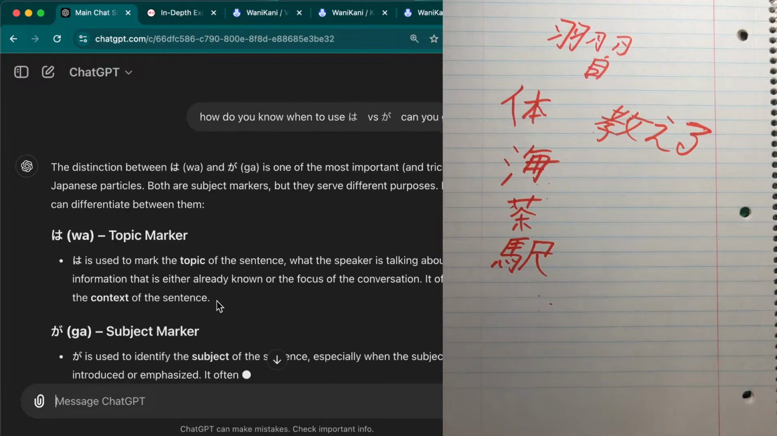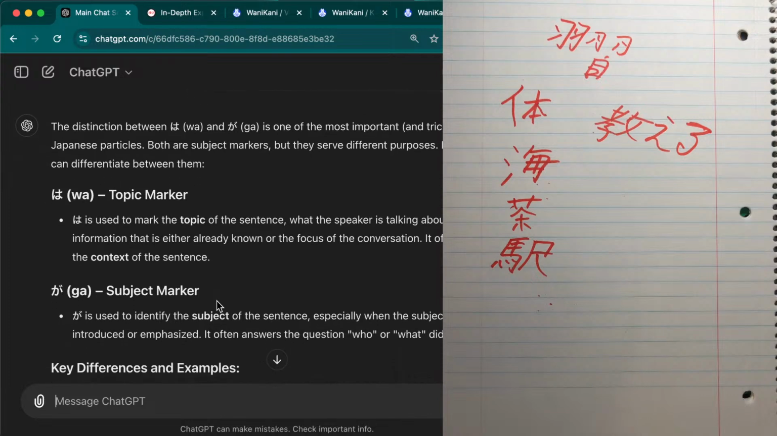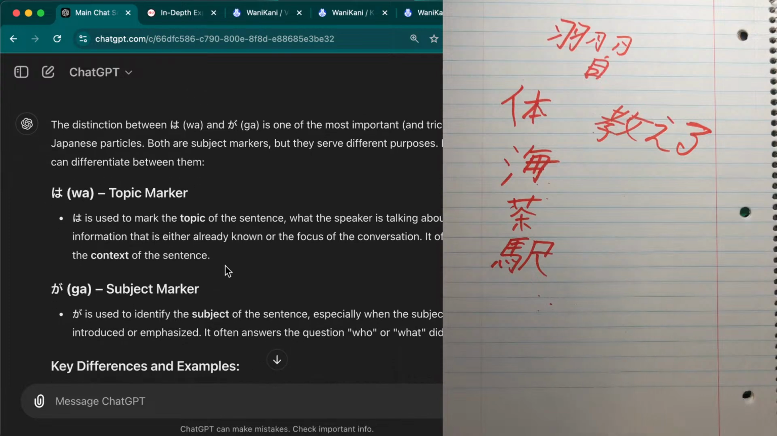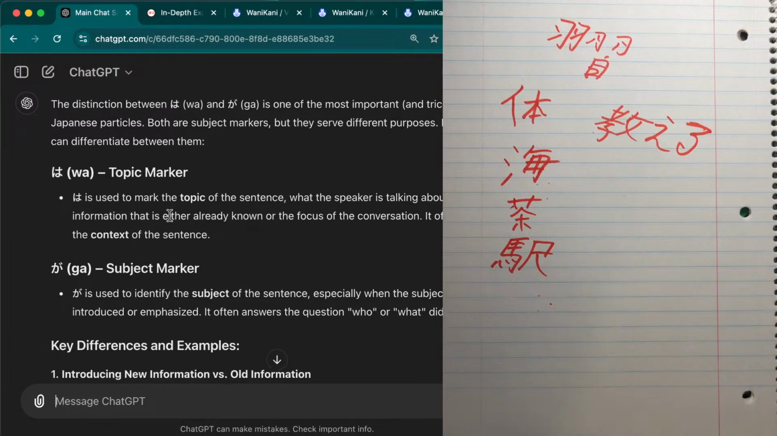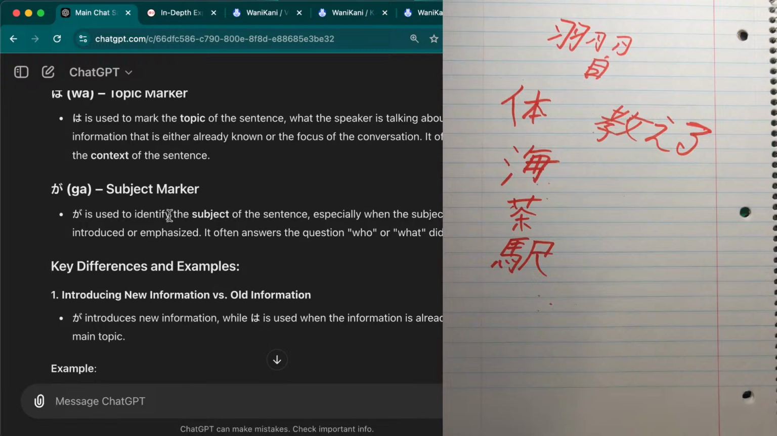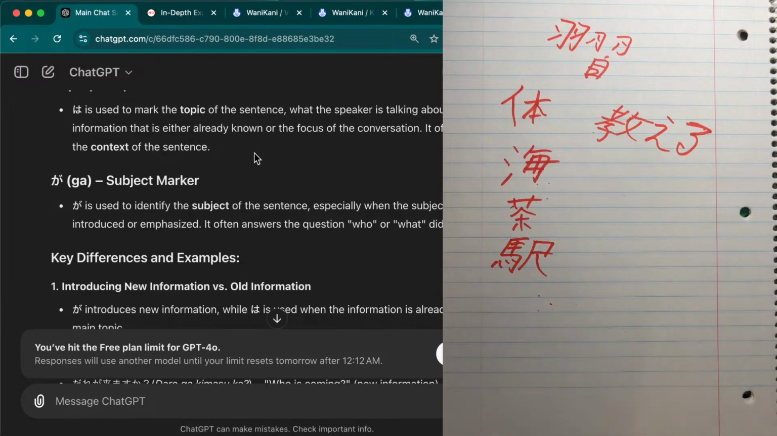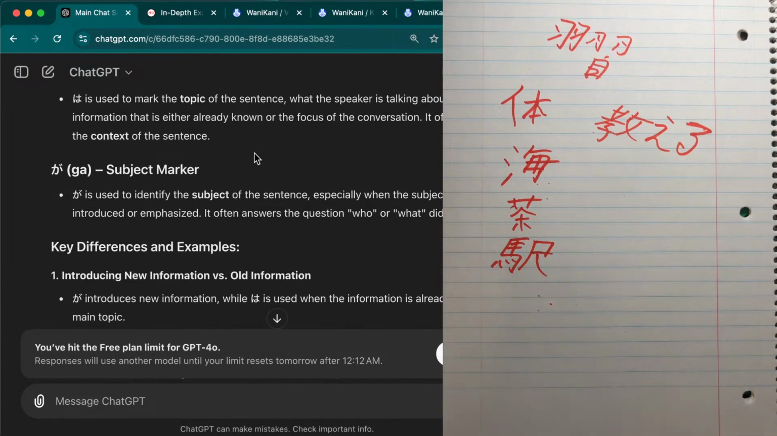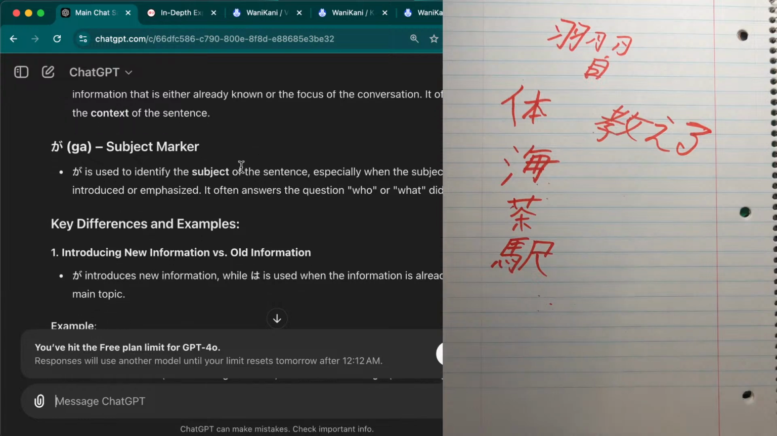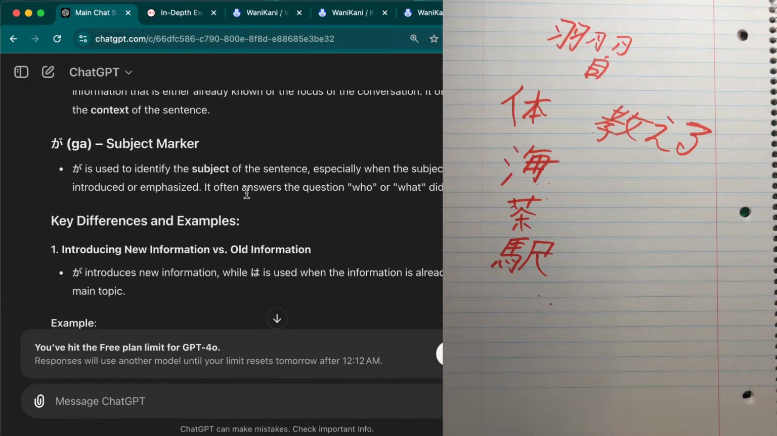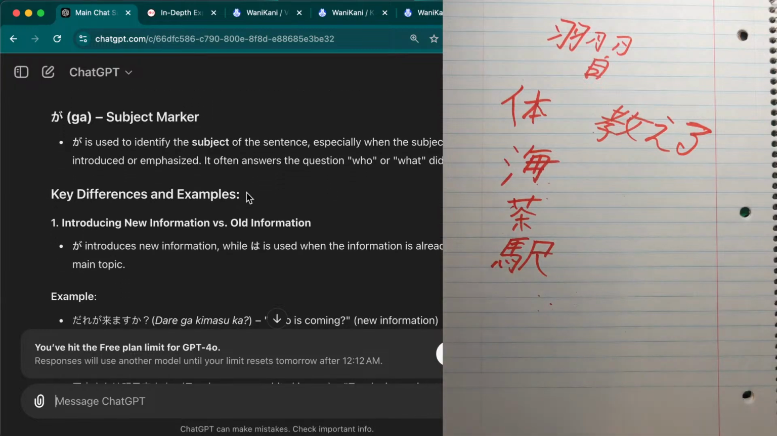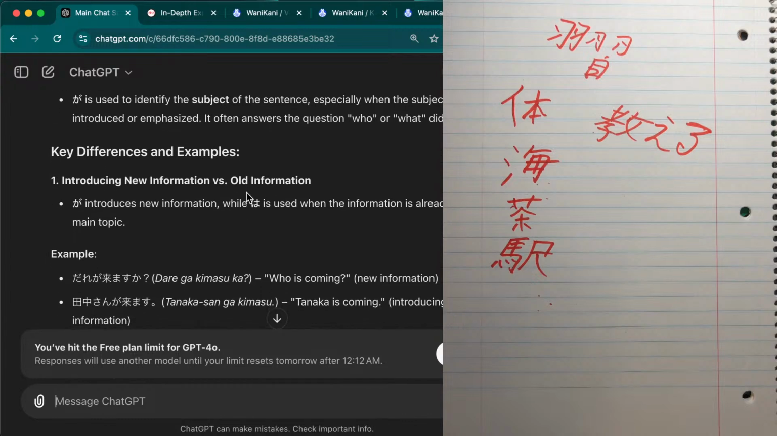The distinction between wa and ga is one of the most important and tricky aspects of Japanese particles. Both are subject particles, but they serve different purposes. Here's how you can differentiate between them. Okay, topic, what the speaker is talking about, represents information that is either already known or the focus of the conversation. It often introduces the context of the sentence. Ga is used to identify the subject of the sentence, especially when the subject is being newly introduced or emphasized. This is stuff they already mentioned. It often answers the question who or what did something.